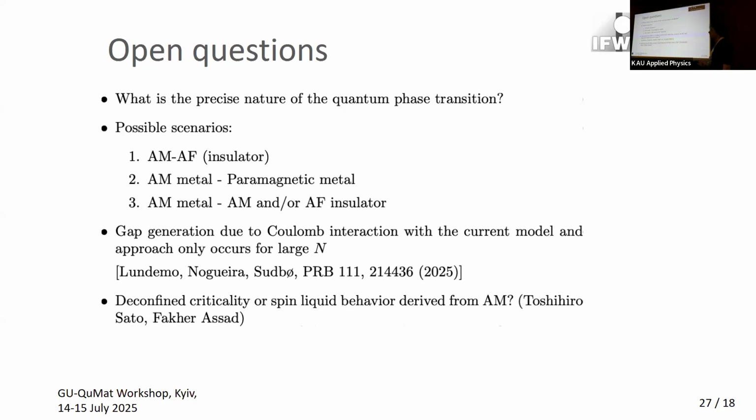There is one thing we did that I didn't have time to mention: the gap generation due to the Coulomb interaction. There is a metal-insulator transition, because this was a question that I asked in the beginning. Is this always a metal or not? It turns out, as in the appendix of this paper, that there is gap generation, but unfortunately it's for large N, for a large number of pi mode components.